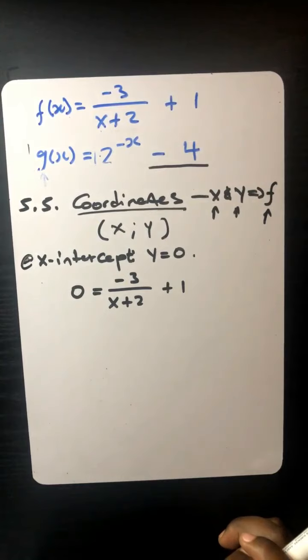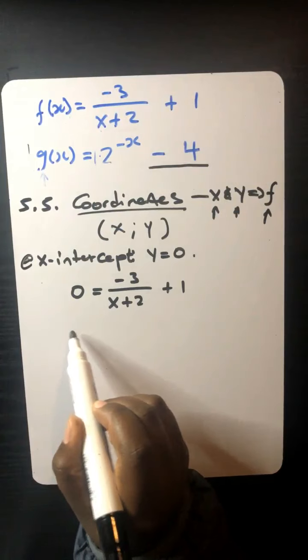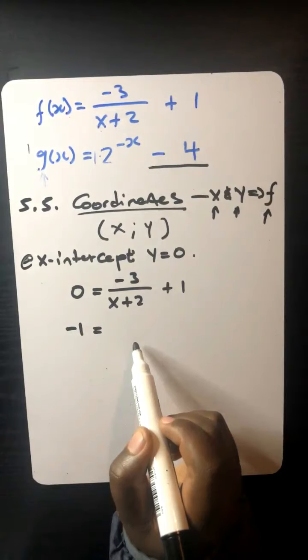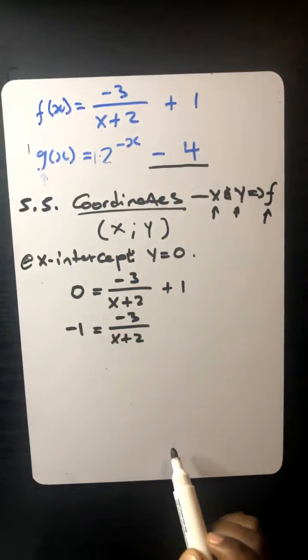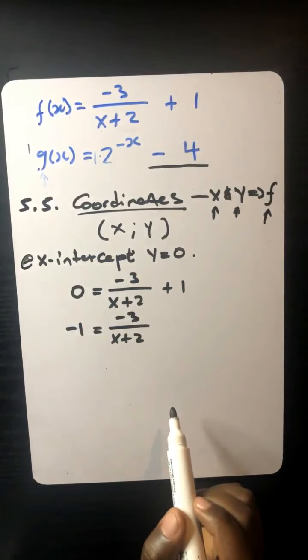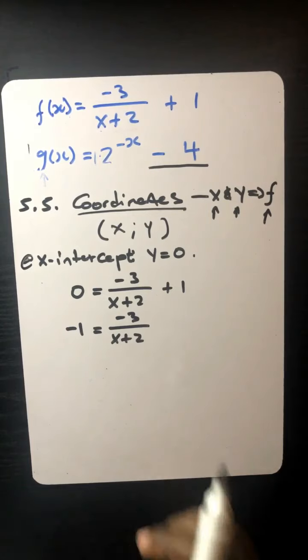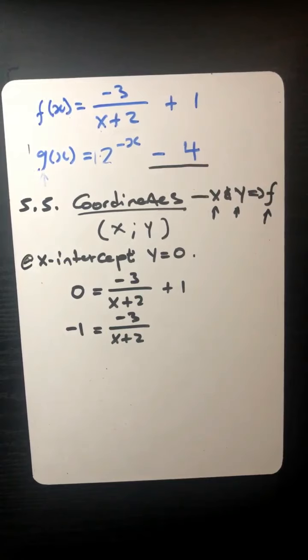The positive 1, so let's say 0, positive 1. Then we have negative 3 over x plus 2. Then we divide both sides by negative 3, then the 3 cancels and the negative 3 on top cancels. Okay, write it down.